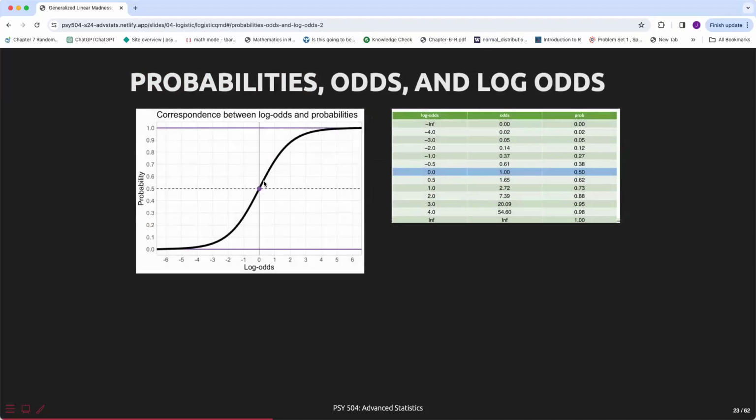So this is just the visualization of how these things are related to one another. Here we have the sigmoid curve, right? Log odds are on the x-axis, and we have probability on the y-axis. We see that a log odds of 0 is associated with a probability of 0.5 and an odds of 0.1. Again, I think it's important to understand the relationship between all these things, especially when interpreting coefficients, to get a sense of the scale and magnitude.